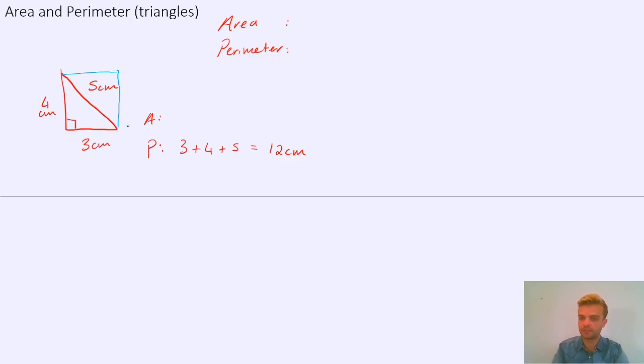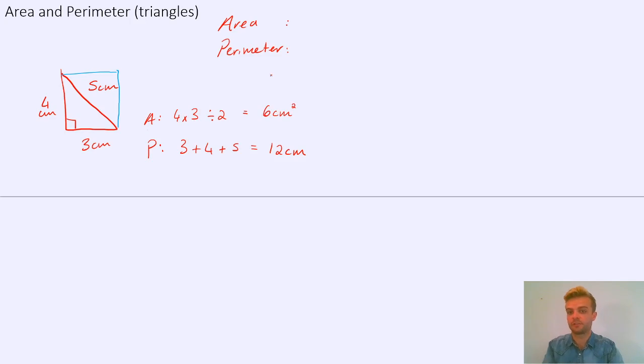So what I'm saying is what I need to do for this triangle is 4 times 3, which gets the whole rectangle that I drew in blue, but then I have to half it because I have half of it. 4 times 3 would be 12, divided by 2 is 6. So 6 centimeters squared because it's area.